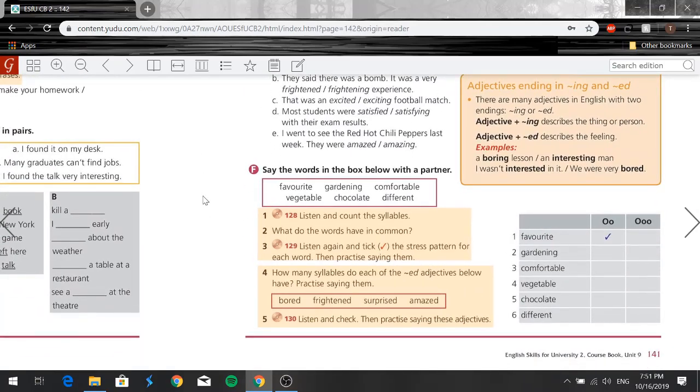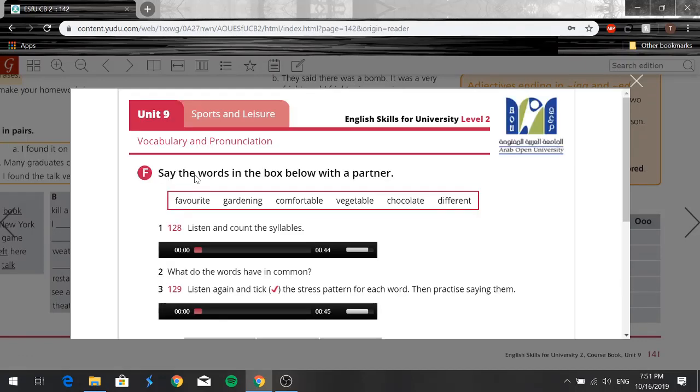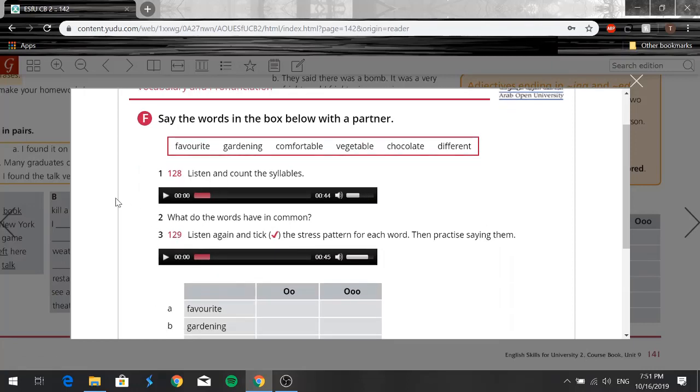Right, so here we have exercise F. Say the words in the box below with a partner. Okay, let me actually open this. This is going to be sort of a pronunciation check here. So say the words in the box below with a partner. So we have favorite, gardening, comfortable, vegetable, chocolate, and different. Now, I want you guys to listen one more time. You're going to listen to a speaker saying these words, and I want you guys to count the syllables, okay?